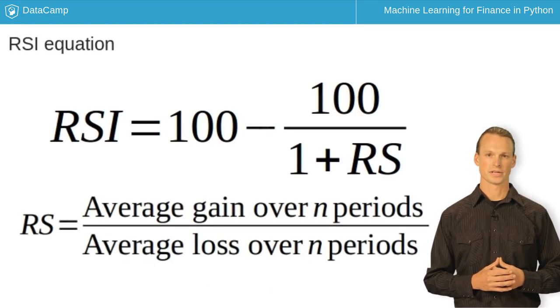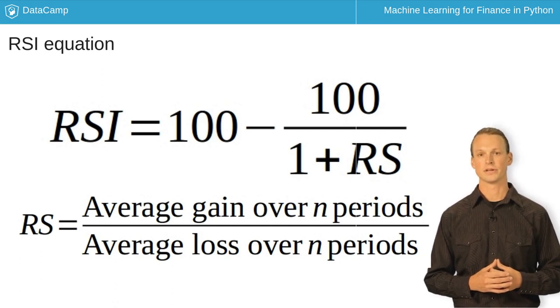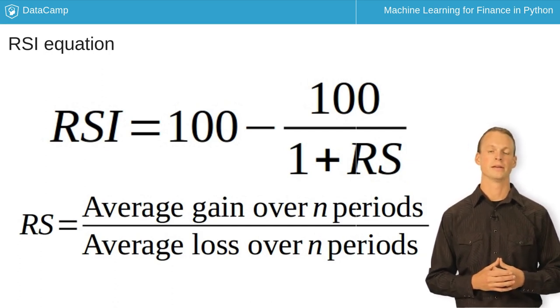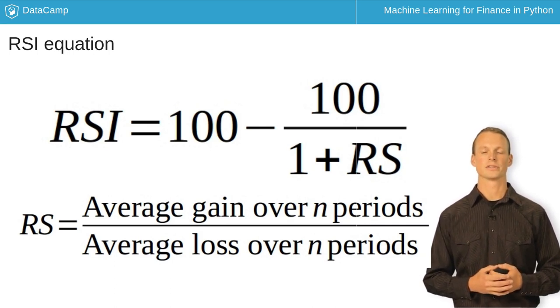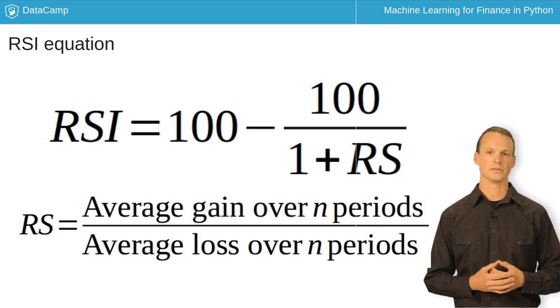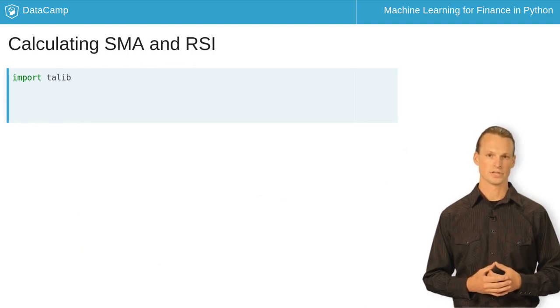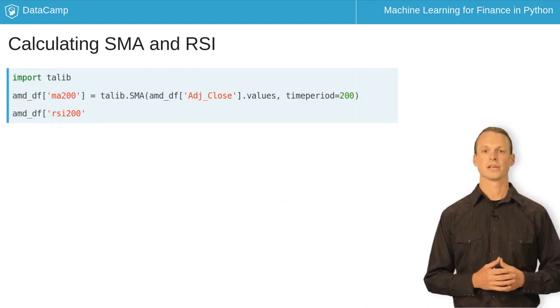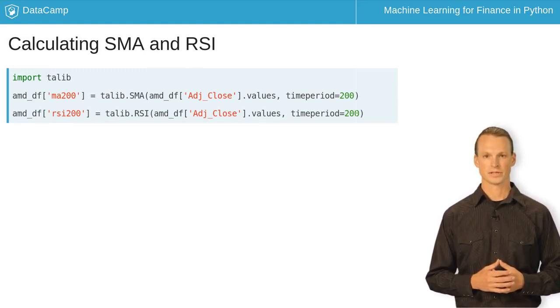The equation for RSI is 100 minus 100 over 1 plus relative strength. Relative strength is the average gain of price increases divided by the average loss of price decreases during the time period n. Both RSI and moving averages can be calculated with the TALib package. This Python library is a wrapper for C code, meaning we can run C code using Python. To use TALib's functions for RSI and moving averages, we provide a NumPy array of prices and the argument time period. This is the value of n mentioned in the previous slides.